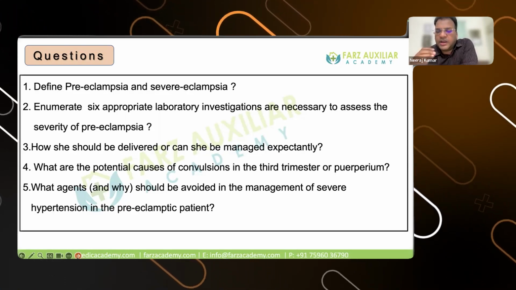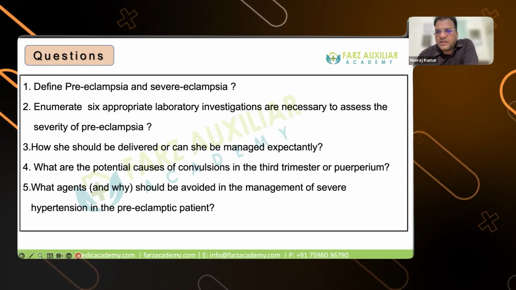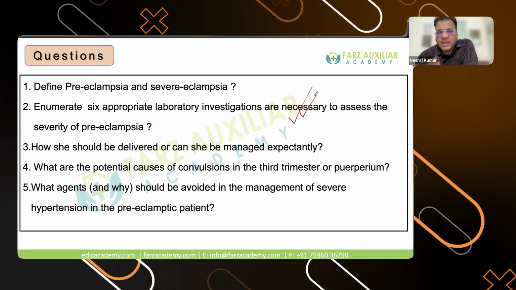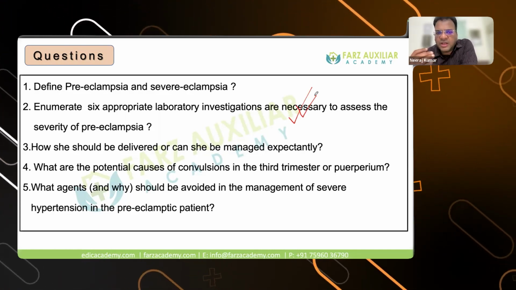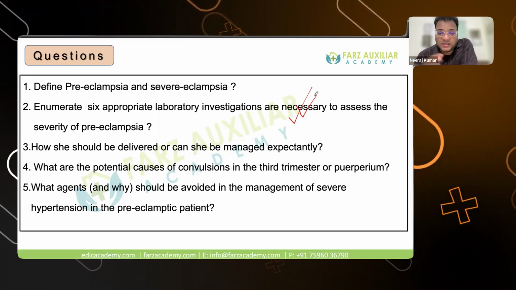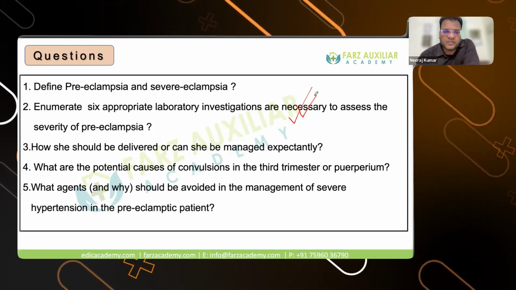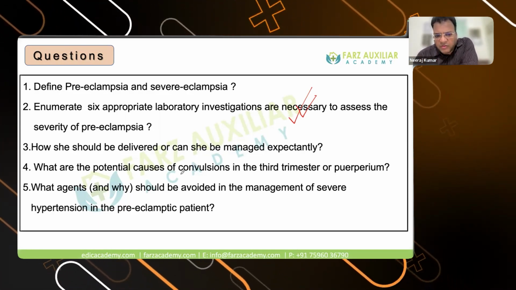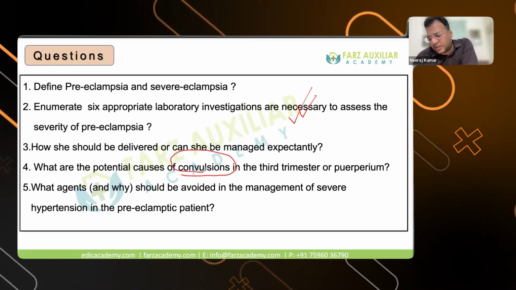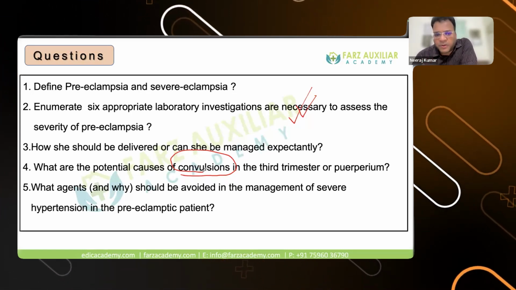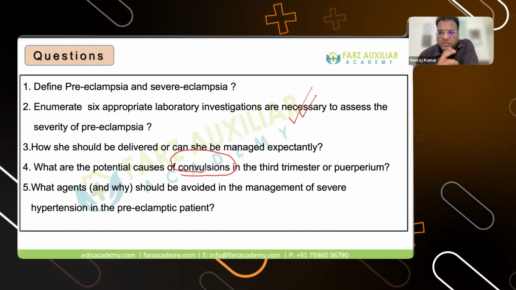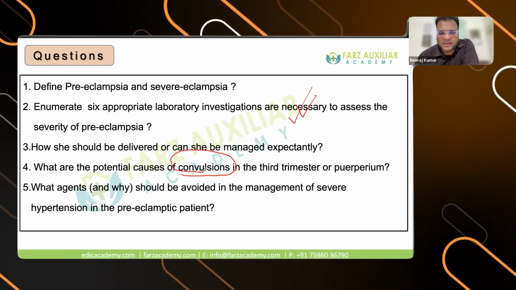Then you have to enumerate a few of the appropriate laboratory investigations necessary to establish the severity of the preeclampsia, and how this patient has to be delivered and managed, whether you will do expectant management or deliver this patient. If in between the patient has a convulsion, what will be the cause of convulsion in the third trimester or in the puerperium, because many of these patients progress from preeclampsia to eclampsia. The potential causes for that convulsion may be asked in your examination.